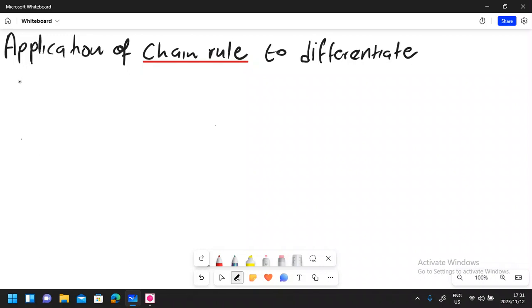So first let's start with the type of function that you need to have in order to use the chain rule. The type of function you need, guys, is a function within a function. Basically it should be something like this: if we have f, open bracket, g of x, close bracket, as you can see, we have a function within a function.